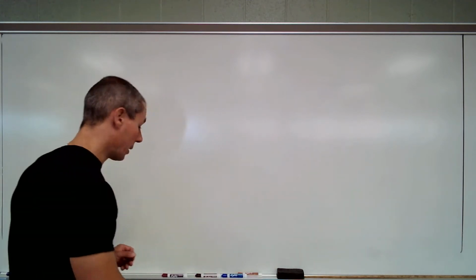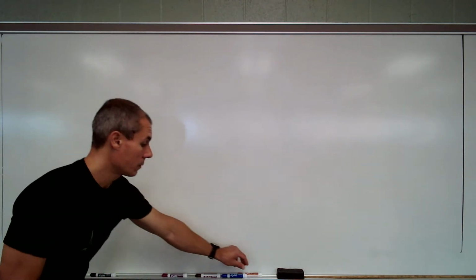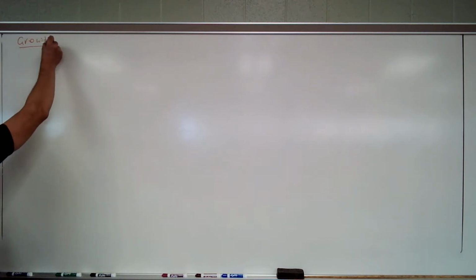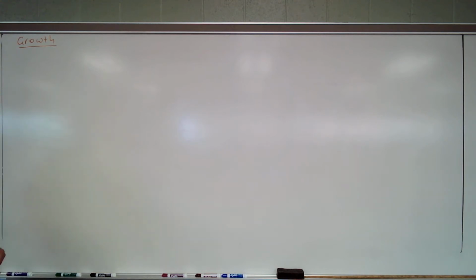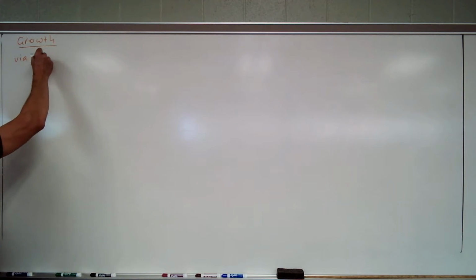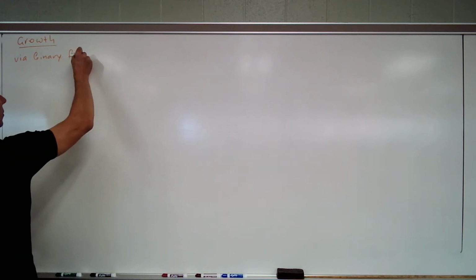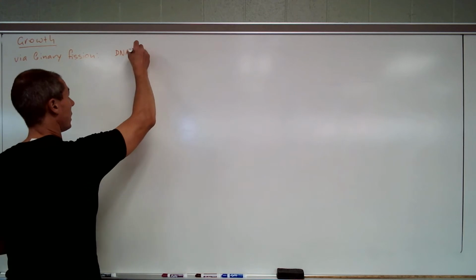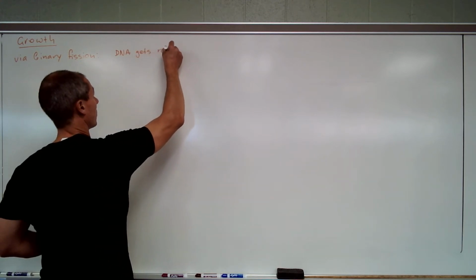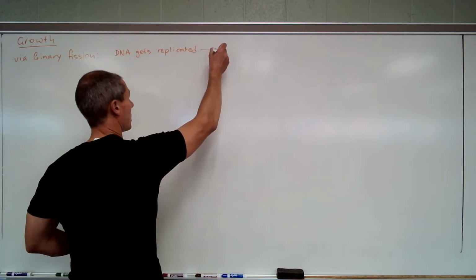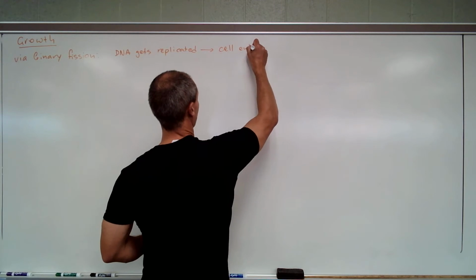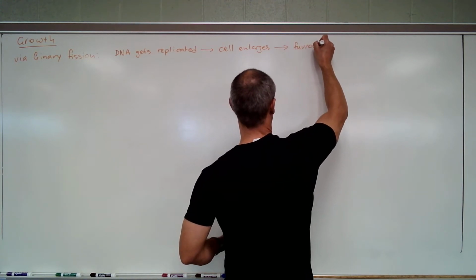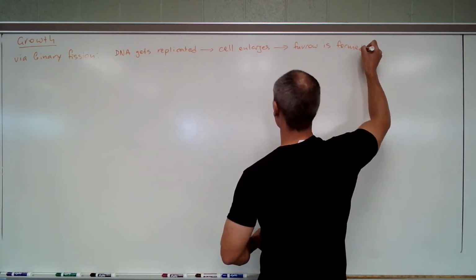Okay? Now, let's start with the discussion of microbial growth. Kind of general considerations. Bacteria, we're going to talk about bacteria exclusively. They divide via binary fission. In very broad strokes, DNA gets replicated. Cell enlarges. Cleavage furrow is formed. And you end up with two cells.